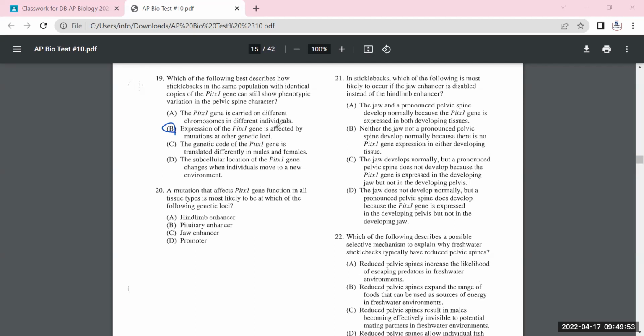Okay, 20. A mutation that affects PITX1 gene function in all tissue types is most likely to be at which of the following genetic loci?